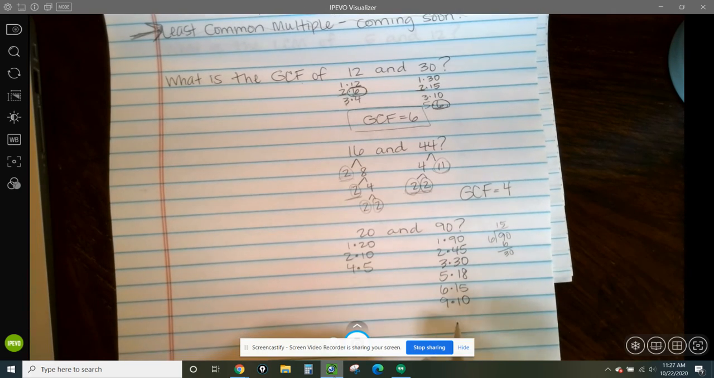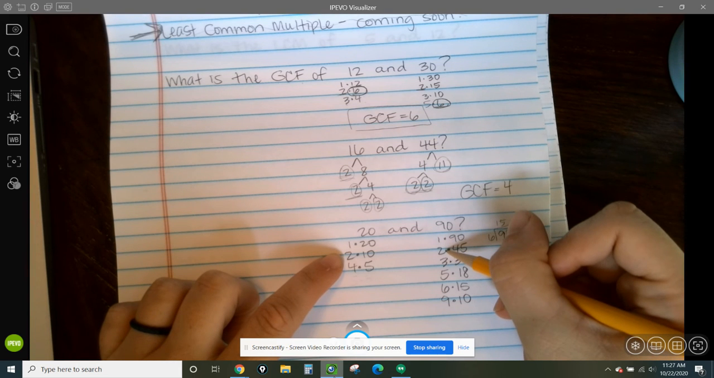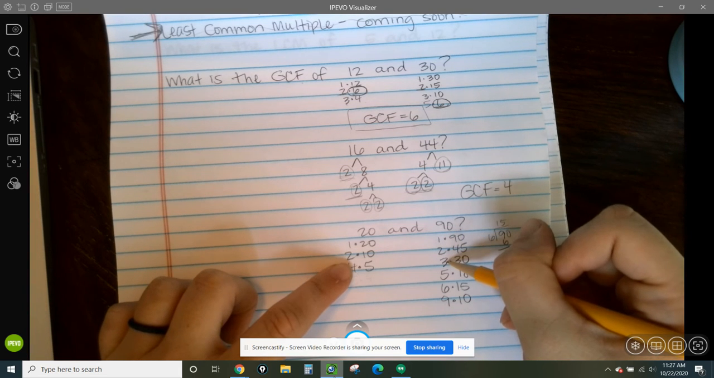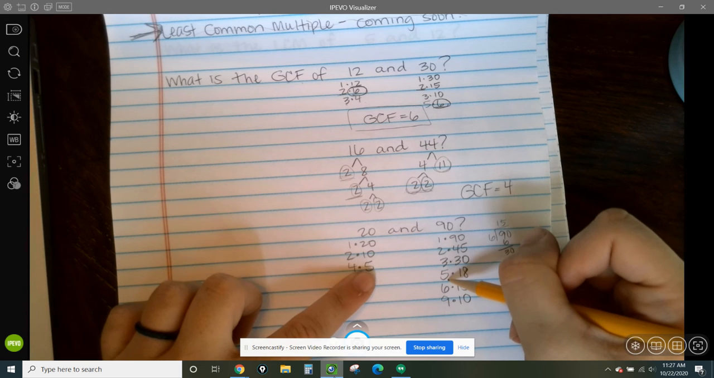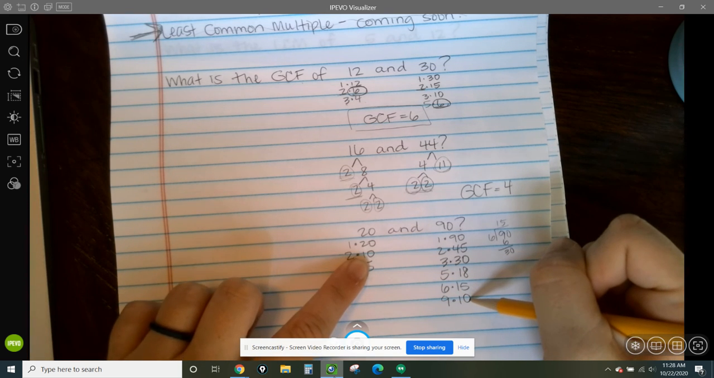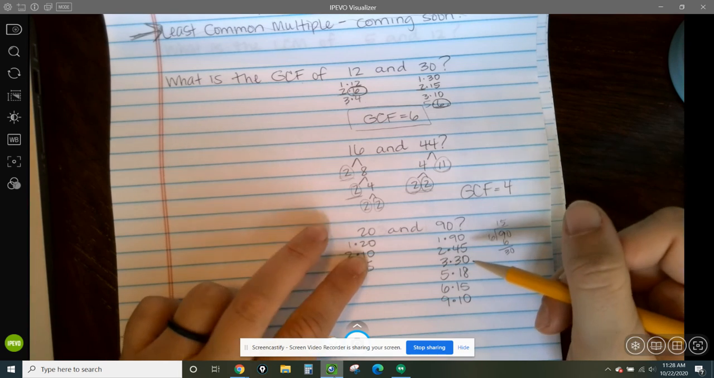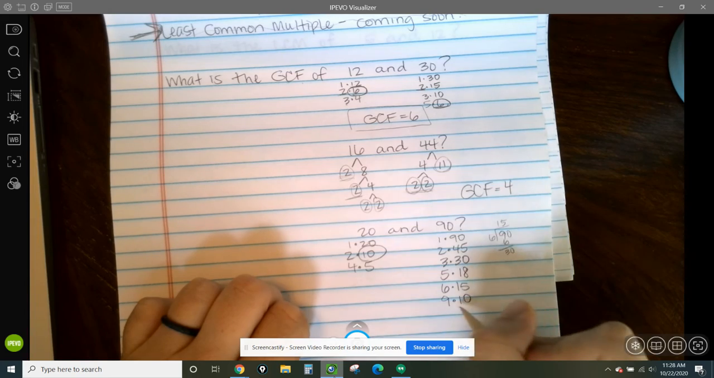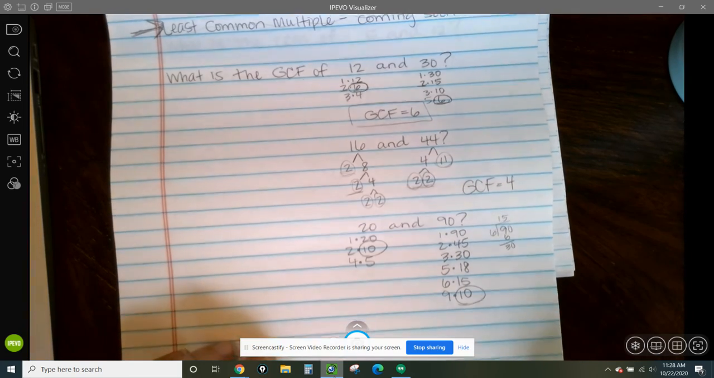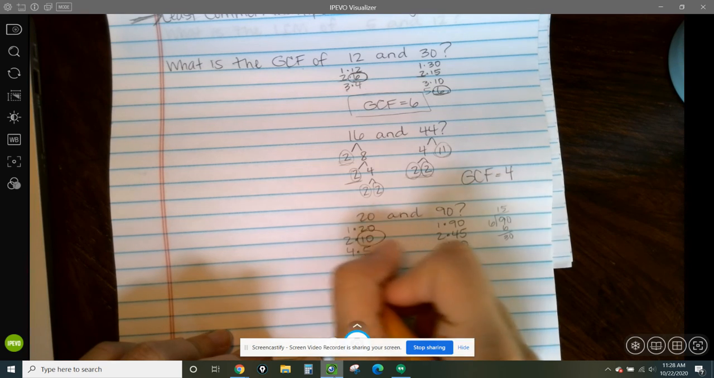Okay, so looking for things they have in common. They both have 1 and 2 in common, not 3, not 4. They both have 5 in common. They both have 10 in common, and not 20 or 15 or 18 or 30 or 45. So it looks like 10 is the biggest thing that these two have in common. So the greatest common factor equals 10.